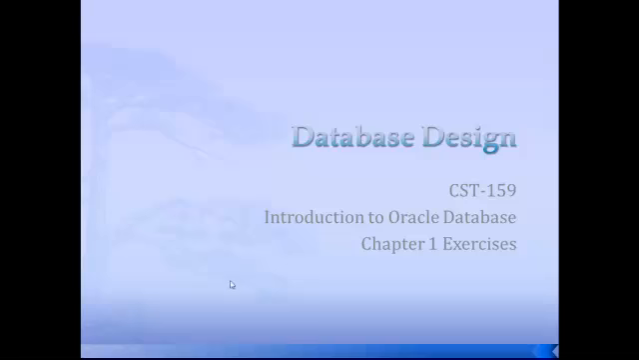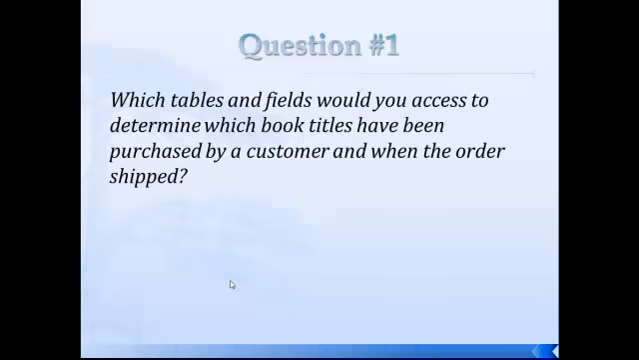This video is intended to help explain how to do the exercises for Chapter 1 in CST 159. Let's look at our first question. Which tables and fields would you access to determine which book titles have been purchased by a customer and when the order shipped?